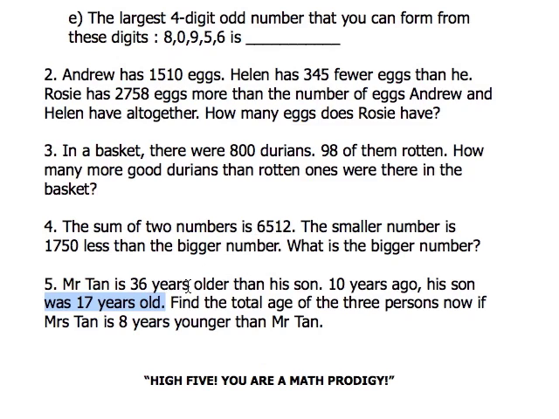So Mr. Tan is 36 older than his son. 10 years ago his son was 17 years old. So how old is he now? Let's imagine first. Let's draw first. This is Mr. Tan. He's a little old, so he's going to have some beard over here, and he's got very little hair. And this is Mr. Tan.